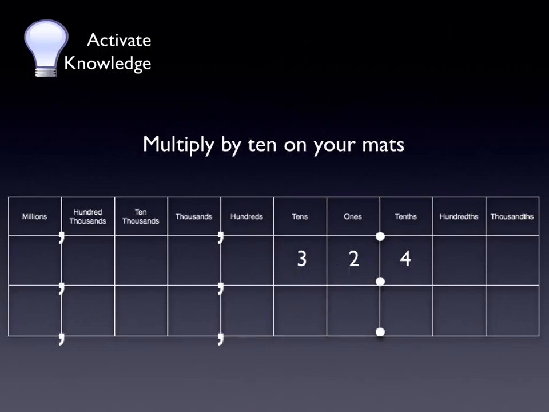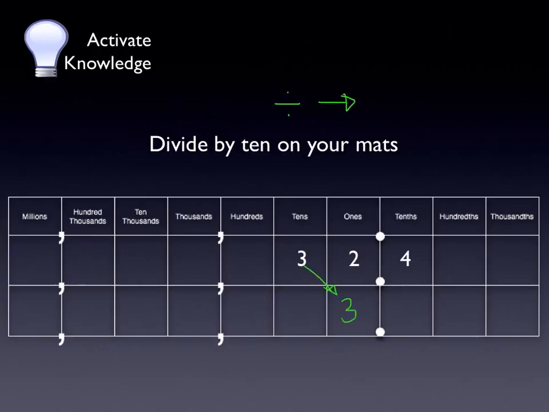Now let's take 32 and 4/10 and multiply it by 10. Remember, when we multiply, we're moving to the left on our place value chart or board or mat, whatever you want to call it. So now we have the number 324. If we want to divide by 10, we're going to move to the right on the place value board. So our number becomes 3 and 24/100.